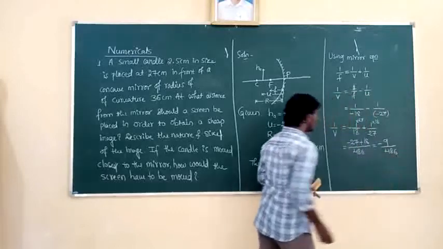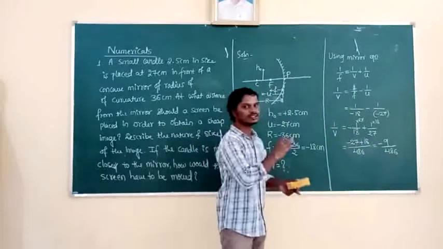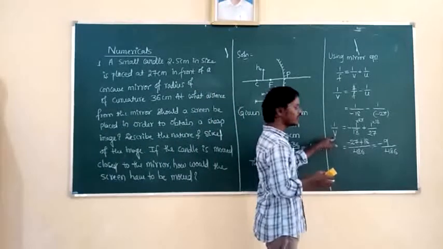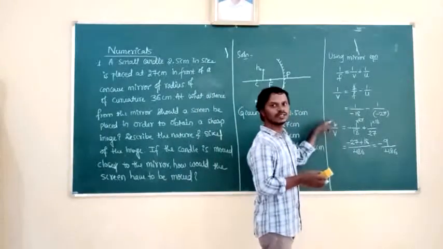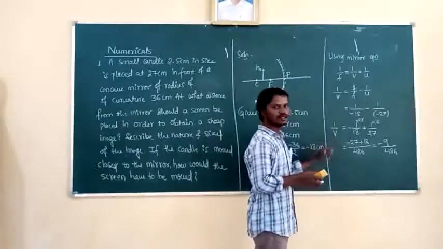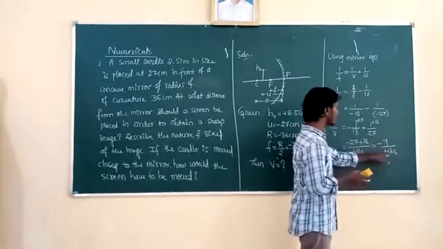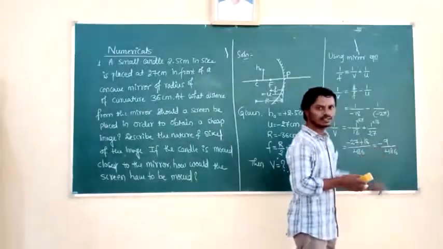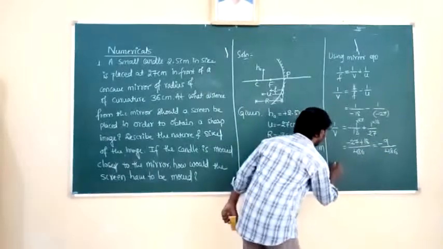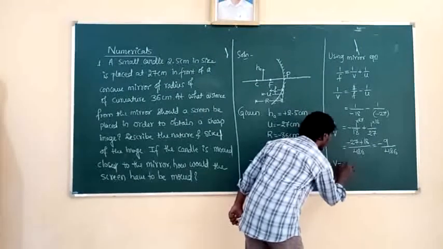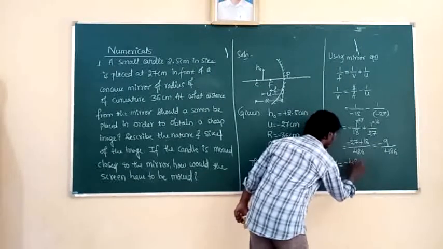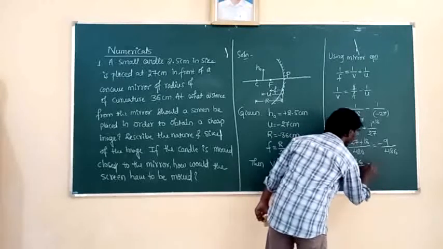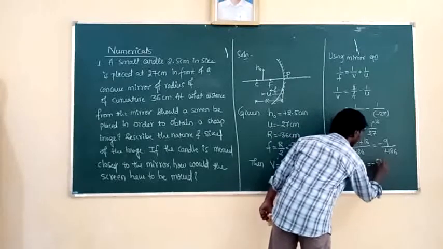But what did we require? v is required. Just interchange the numerator and denominator. Here v is in the denominator, that comes to the numerator, and 1 comes to the denominator. Here 486 is in the denominator, that comes to the numerator, and 9 comes to the denominator. So now we write it as minus 486 divided by 9. What is the answer? It is minus 54 centimeter.